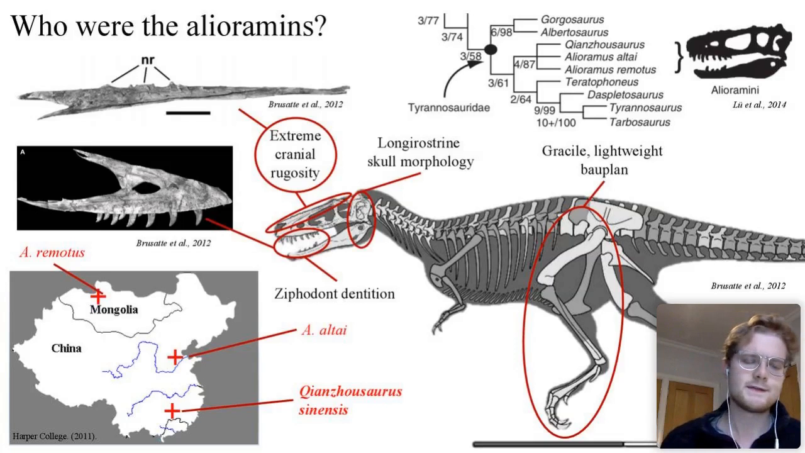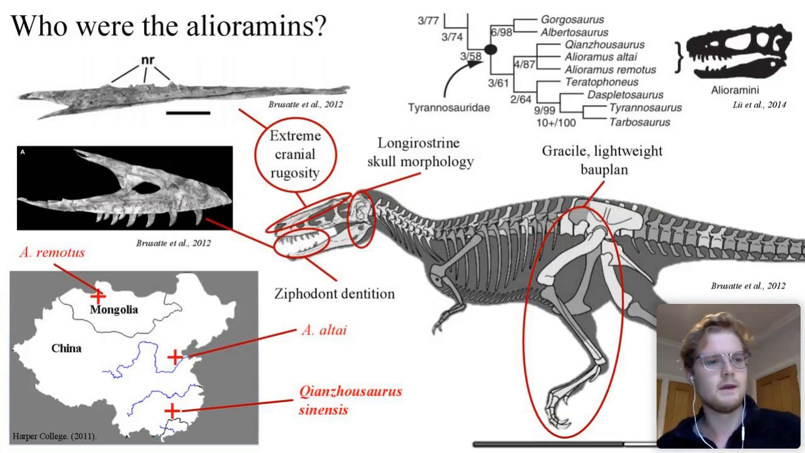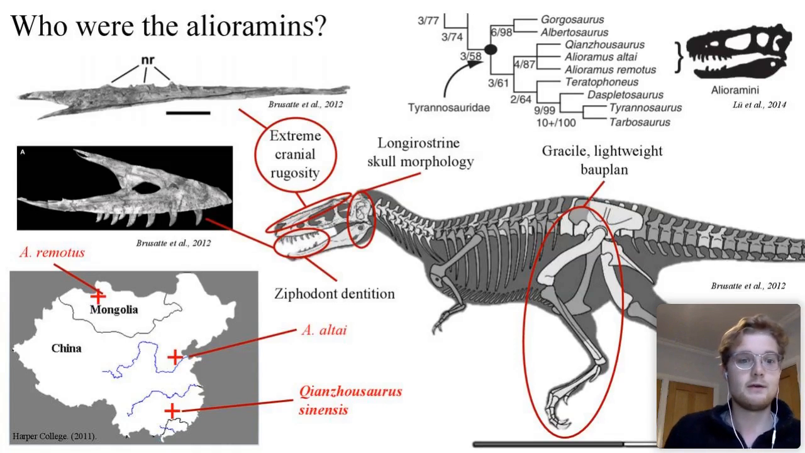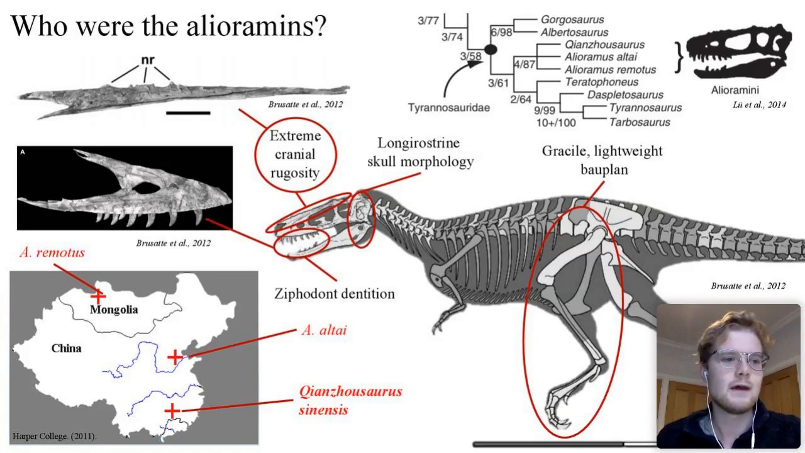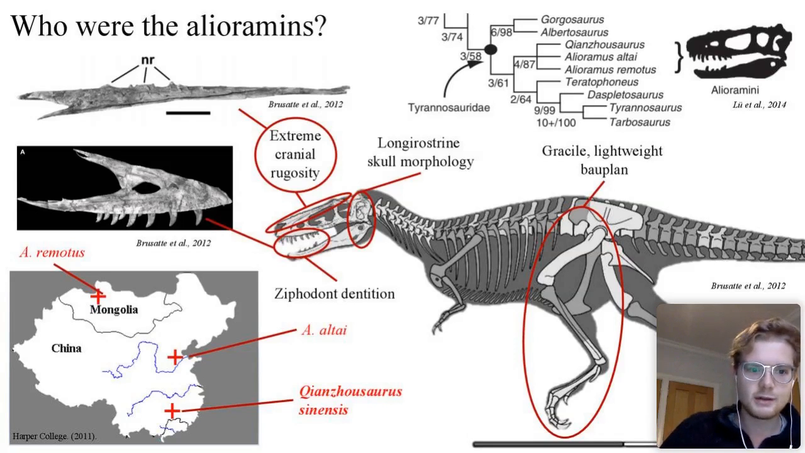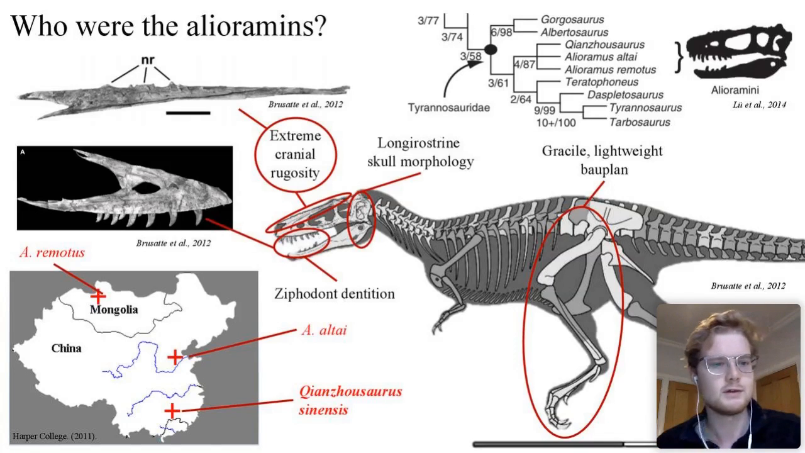And we separate the alioramins from the main body of the Tyrannosauridae for a few morphological reasons. Firstly, there's this very eccentric condition in the nasal rugosities. If you see in the top left there, that's one of the nasals of Alioramus, which is one of the first to be discovered, in lateral view. And you can just see how eccentric those peaks and troughs are. That probably would have provided a basement for some sort of keratin sheath, and it's much more eccentric than what we see in normal tyrannosaurids.